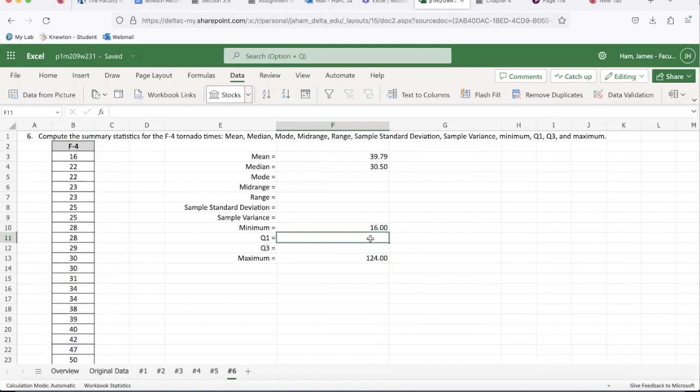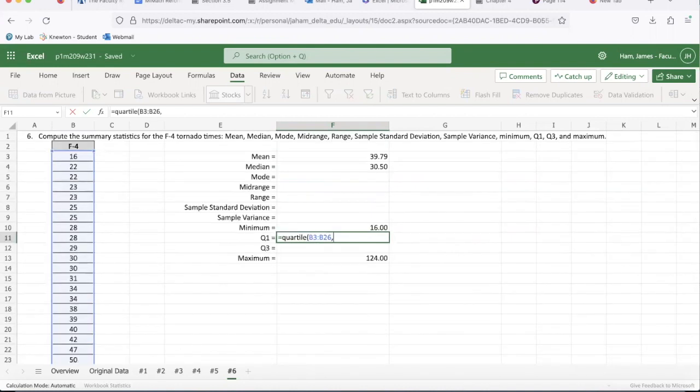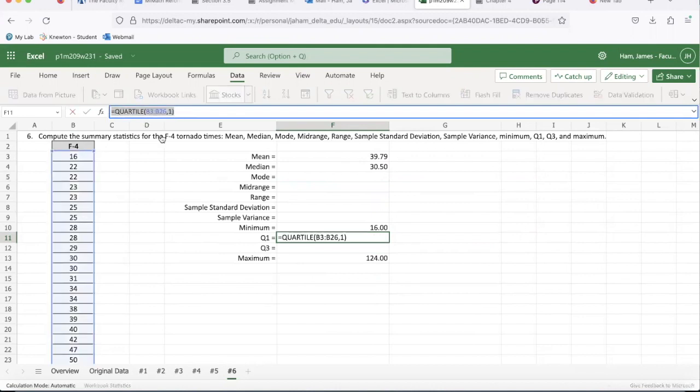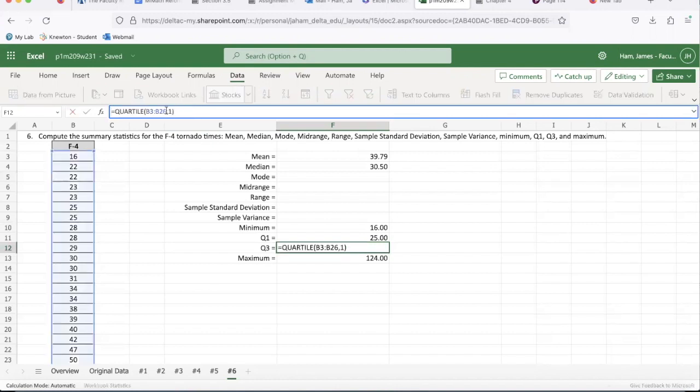Now, the quartiles, you have equals, you have the word quartile, and again, you give the data range. In this one, you have to give it another argument, and the other argument is which quartile do you want? So do you want the first quartile, the third quartile? In this one, we want the first quartile. So we'll just put in the number 1, hit enter, and there it is. The third quartile is done in a very similar way. So instead of having to type it all in, I'm just going to go ahead and paste it up in here and change the 1 to a 3.